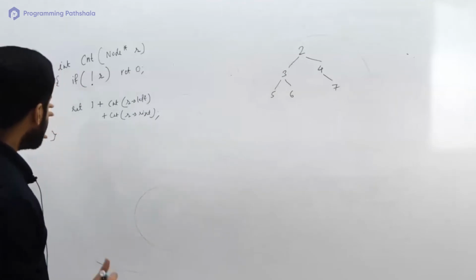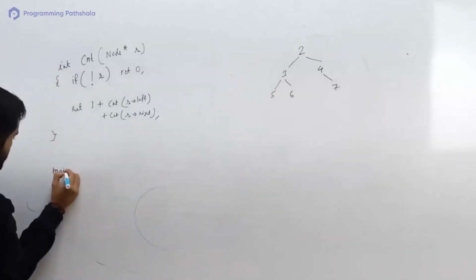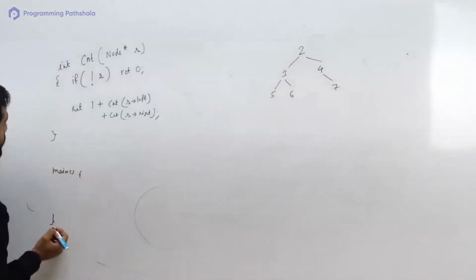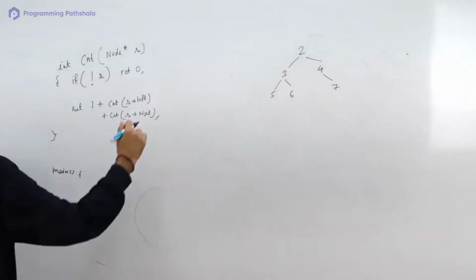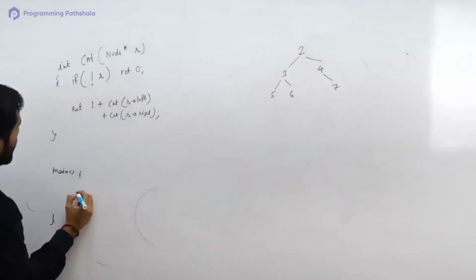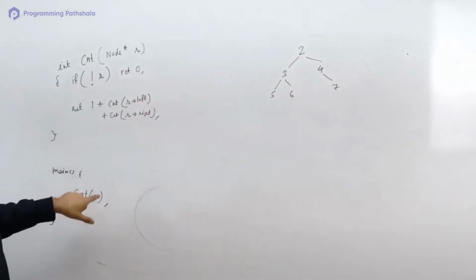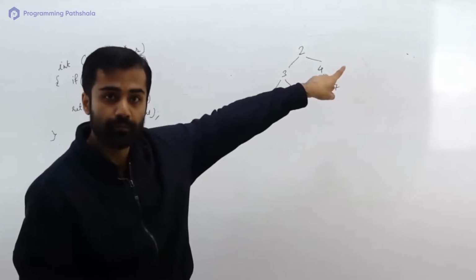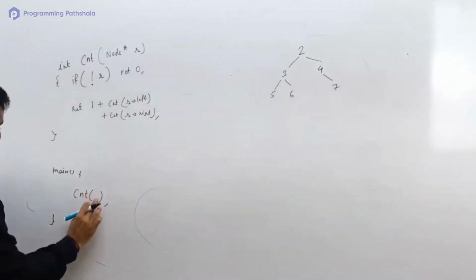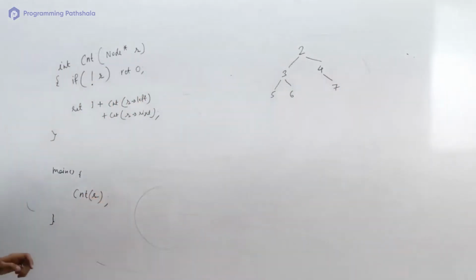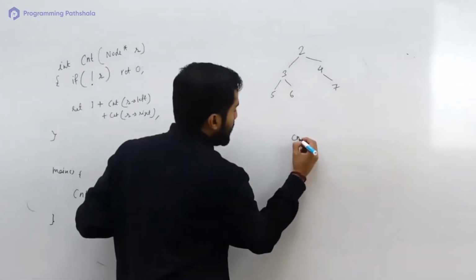So let's say this is your main function here. From this main function, you would make a call to that tree for this node. So you would call count at that node, which is 2. I mean, you would not pass 2 here, you would pass the address of 2. If let's say the address of 2 is stored in R, you would pass R over here. So what will happen? You call count of 2.